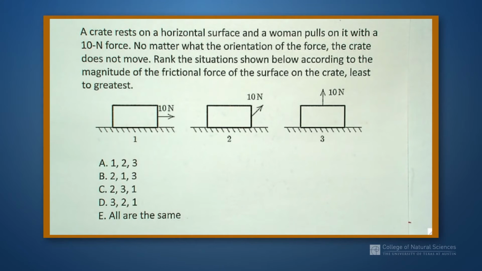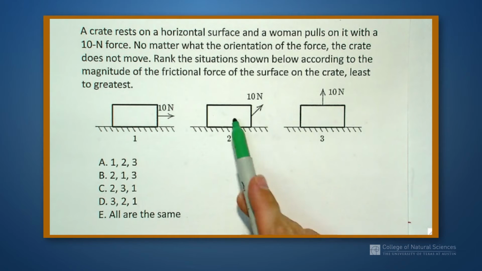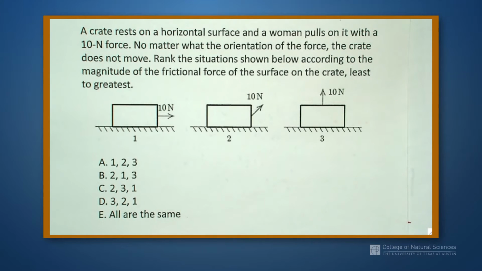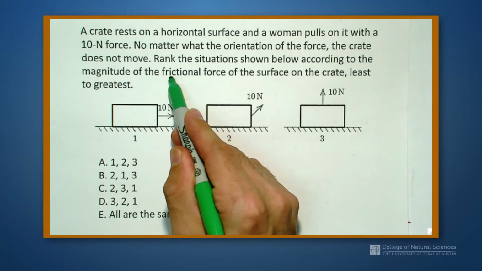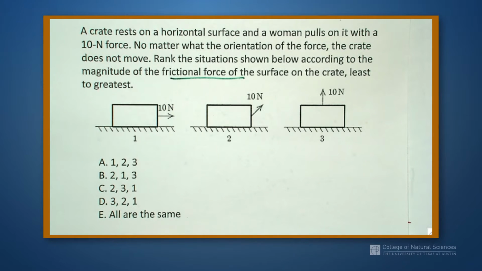So this question has us rank 3 different situations from least to greatest, depending on moving one object, one crate, with the same force, but in 3 different directions. So we want to know from least to greatest, the friction force on the surface.